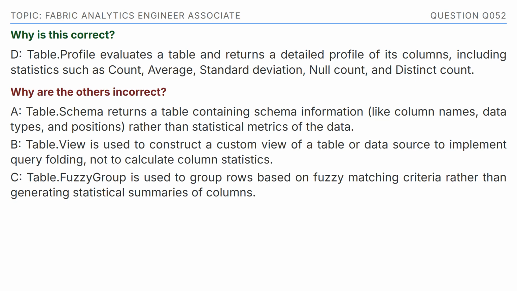Why are the others incorrect? A. Table.Schema returns a table containing schema information, like column names, data types, and positions, rather than statistical metrics of the data. B. Table.View is used to construct a custom view of a table or data source to implement query folding, not to calculate column statistics. C. Table.FuzzyGroup is used to group rows based on fuzzy matching criteria rather than generating statistical summaries of columns.